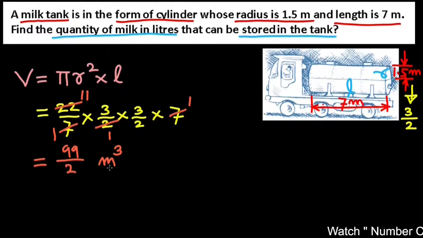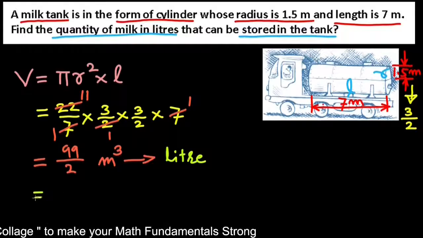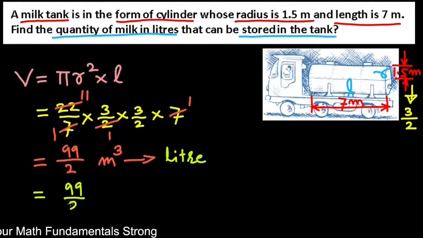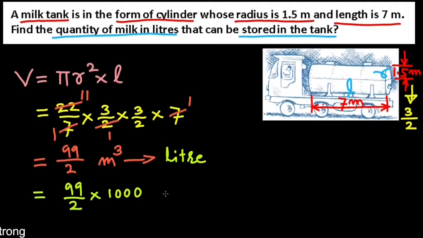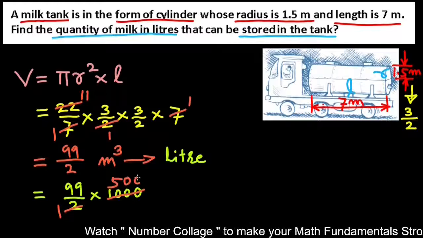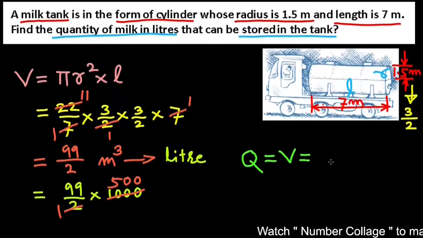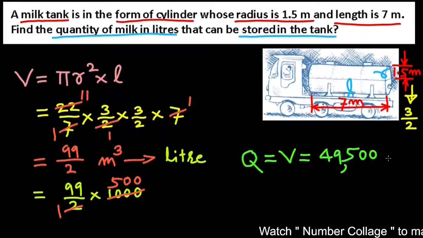which will be 99 by 2 meter cube. We have to convert this into liters. So we will multiply 99 by 2 by 1000, because we know that 1 meter cube is 1000 liters. So that will be 2 fives are 10, 0 0. So the quantity of milk that can be stored in the tank is its capacity, which is 49,500 liter.